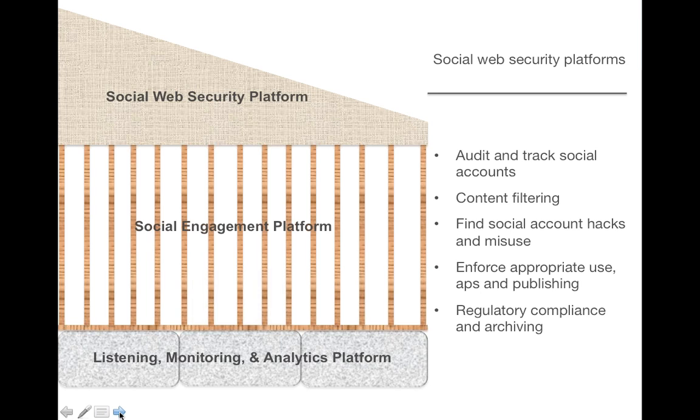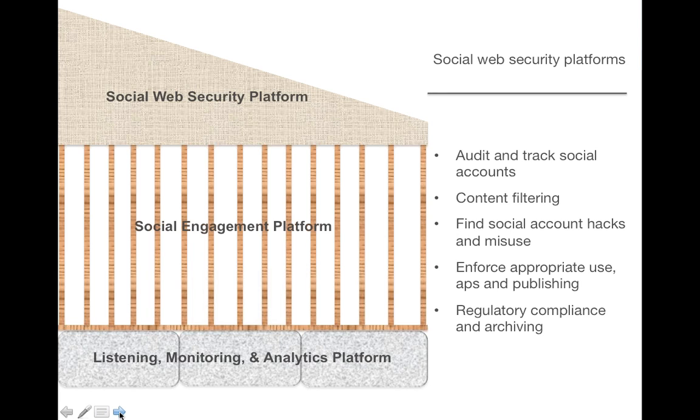Good social web security platforms also have the ability to enforce appropriate use, the right types of apps and how publishing is done. And again, it's not because people aren't trustworthy, because they definitely are, but because people need those guidelines, those guide rails, to make sure that they don't go too far out, that they don't make mistakes and get into places where they shouldn't be, or publish things they shouldn't. And the last bullet here is really a critical one these days.